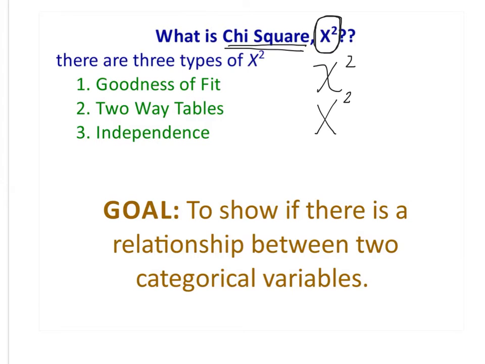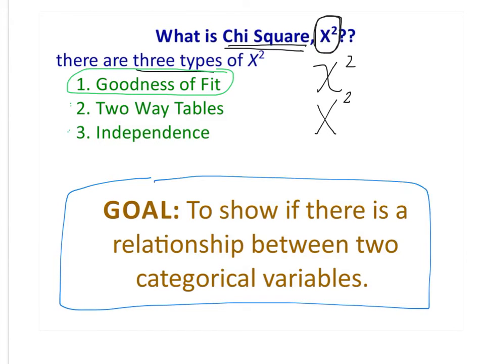So there are three types of chi-squared. The first one is called goodness of fit, and this is what we're working with today, the goodness of fit test. There's two other tests, one for two-way tables and one for independence, and we'll talk about those next class or in future classes. So the goal of chi-squared, kind of what this test is doing, is we want to see, is there a relationship between two categorical variables?